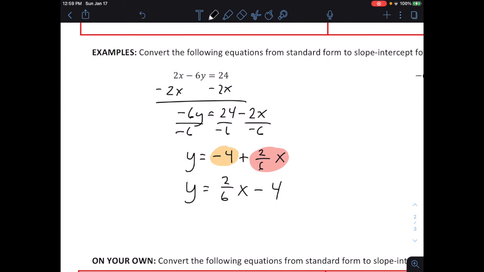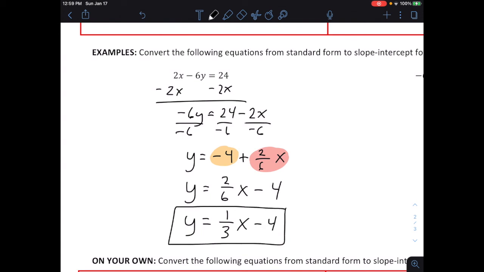And then are we done? Nope, we're not. You're correct. We have to simplify that 2 over 6. So 2 over 6, we can divide 2 by 2 and get 1, and we can divide 6 by 2 and get 3. So we have to simplify this to y equals 1/3 x minus 4. Okay, so something to watch out for. We're going to have situations where our slope needs to be simplified. So make sure you do that.